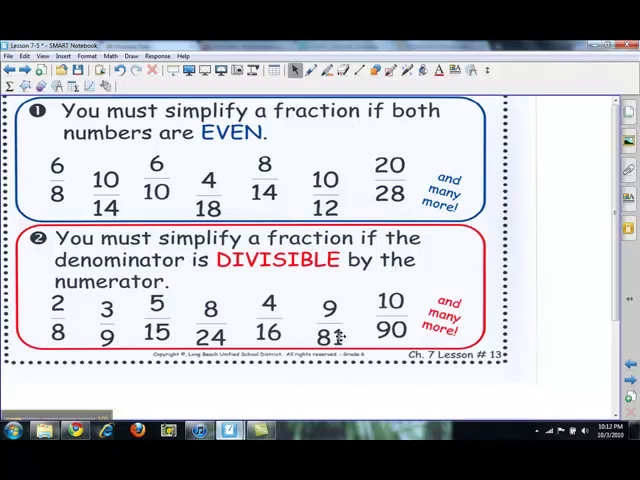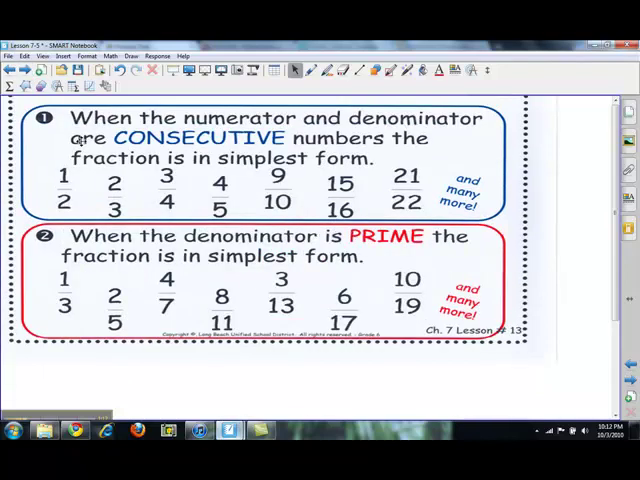9 goes into 81 9 times. 4 goes into 16 4 times. 2 goes into 8 4 times. 3 goes into 9 3 times. You must simplify those. Take a look here. Here's when you don't have to simplify them.